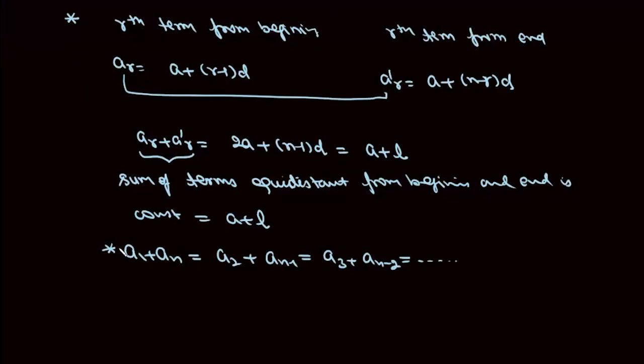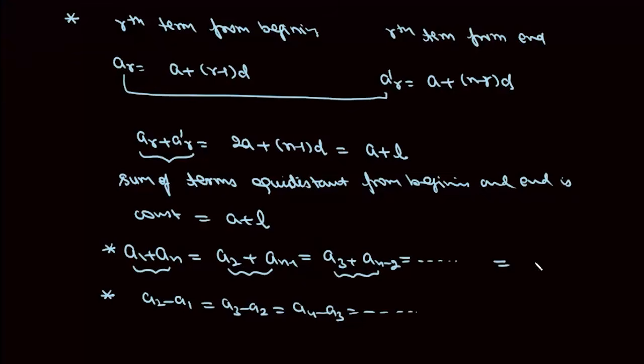So in an AP we have two symmetries. One of them is symmetry in difference. We know that the common difference is the same, so a2 minus a1 will be the same as a3 minus a2, the same as a4 minus a3. And then we have this symmetry: the sum of terms equidistant from the beginning and end is constant. That means a1 plus an is the same as a2 plus an minus 1, the same as a3 plus an minus 2. And this sum will be equal to simply a plus l, where a is your first term and l is your last term.